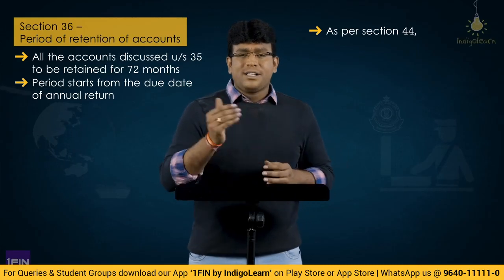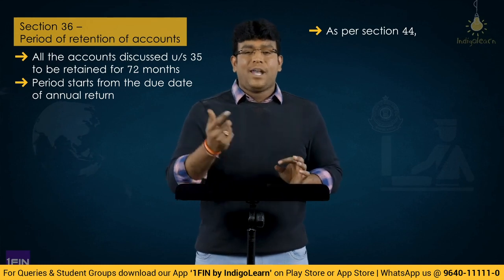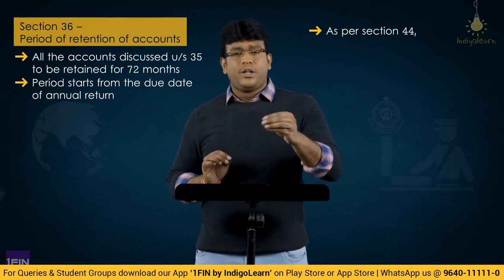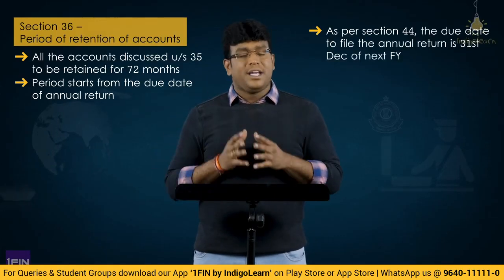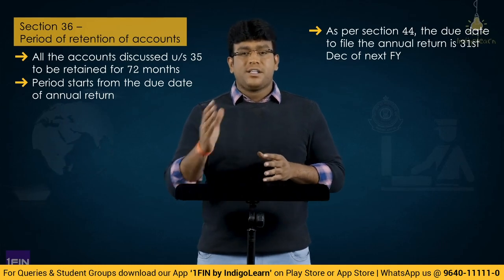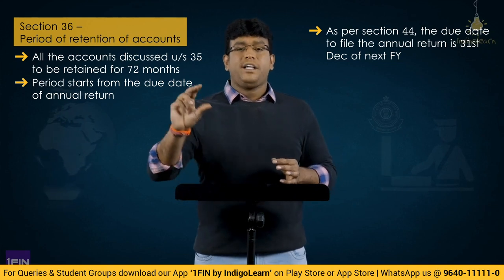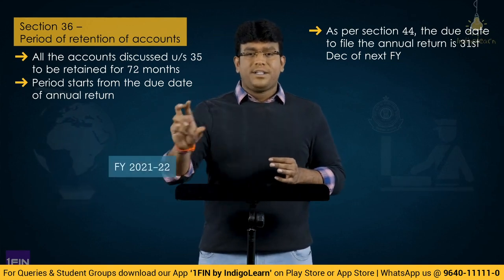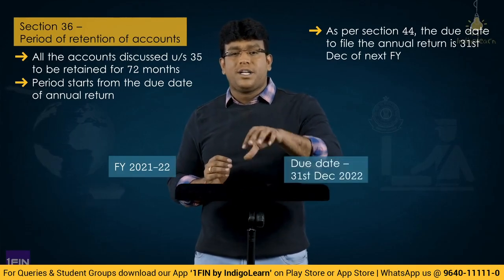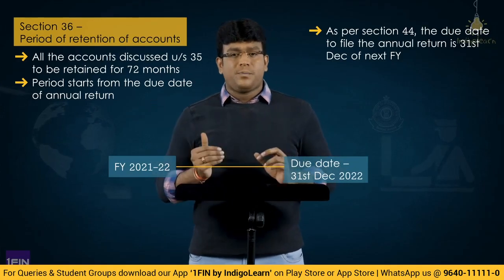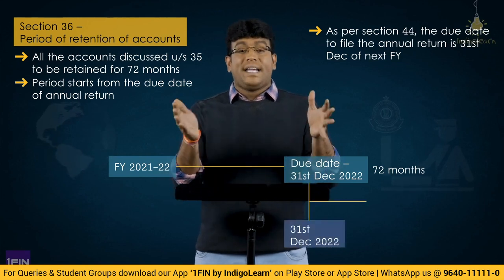In general, guys, what is the due date of filing annual return? As per section 44, which talks about annual return, the due date to file annual return is 31st December of the next financial year. In simple terms, 31st December of the year following the end of the year. So, if you look at financial year 21-22, the due date to file annual return is 31st December 2022. From there, 72 months, something like 6 years, is 31st December 2028.